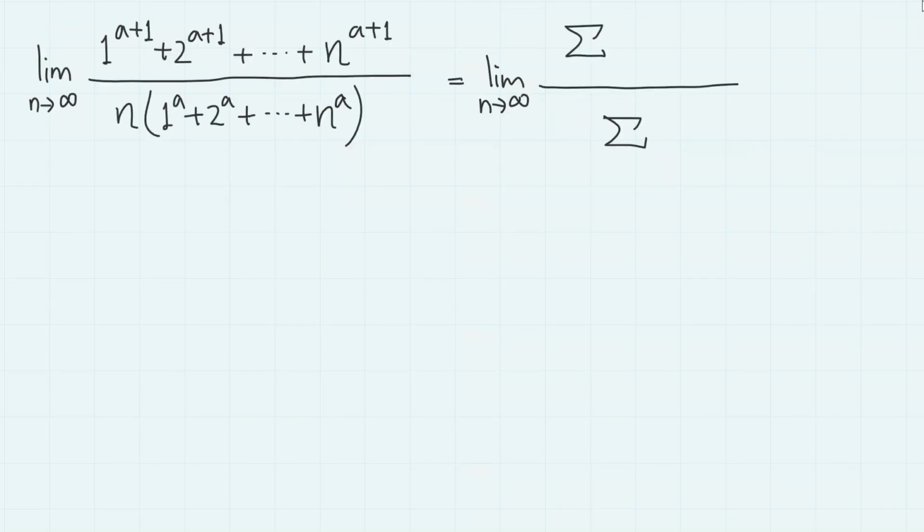First, using the sigma notation, we can express the given limit like this: the limit of the sum of k to the power of a plus 1 from k equals 1 to n, divided by n times the sum of k to the power of a from k equals 1 to n.